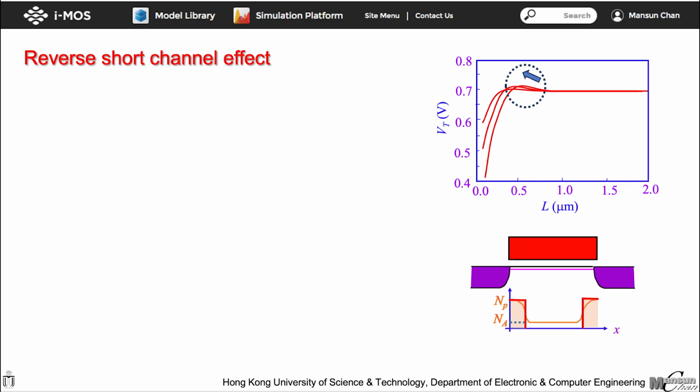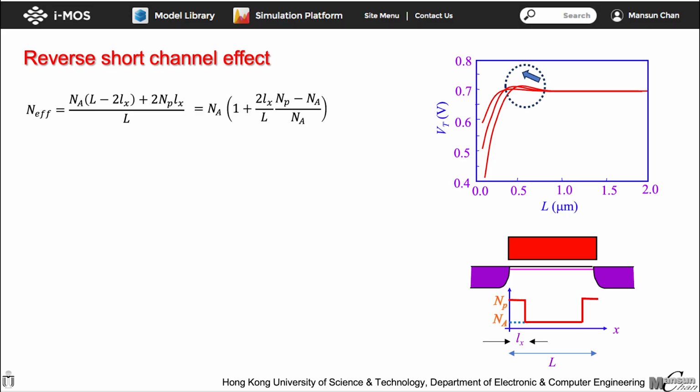This non-uniformity may be due to the halo structure or other processing-related effects. The dopant distribution is assumed to follow the pattern shown in the graph here. When calculating VT, we should use the average dopant concentration rather than a uniform substrate dopant concentration, Na, in the middle of the channel. To find the average dopant concentration, we define the effective dopant concentration, N effective, which is given by the equation here.